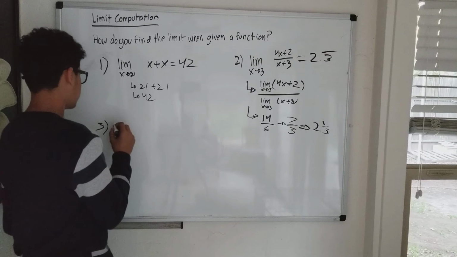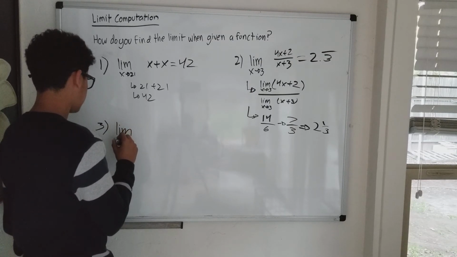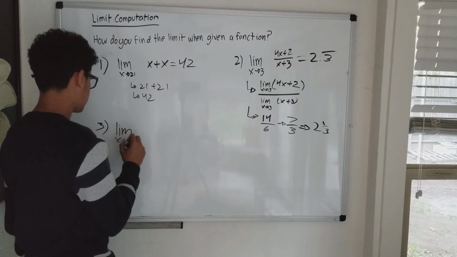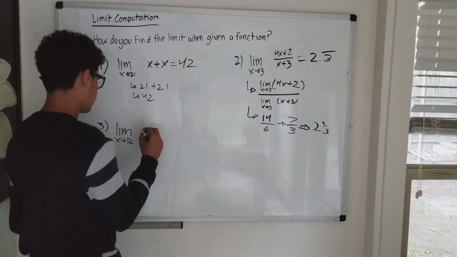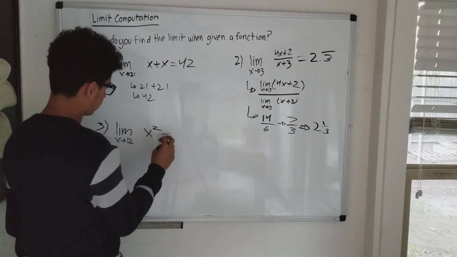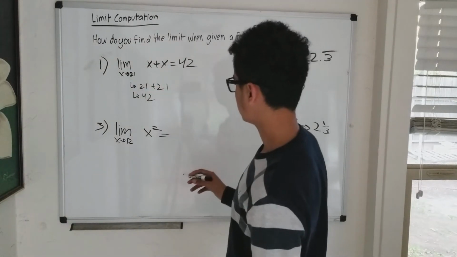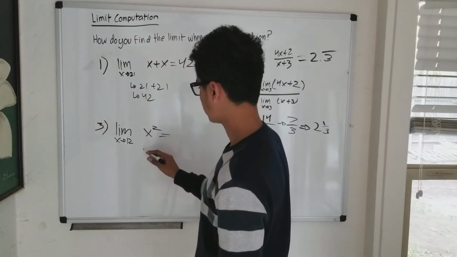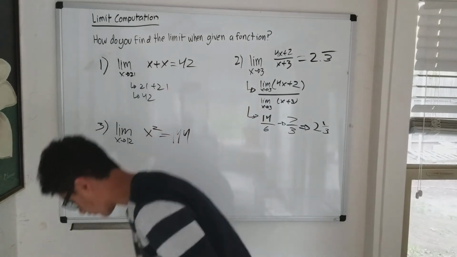Number 3, we can do the limit as x approaches 12 of x squared, and we're going to find out what it equals. Okay, again, this one I'm just going to plug in 12 here. It's going to equal 144 because 12 squared is 144.